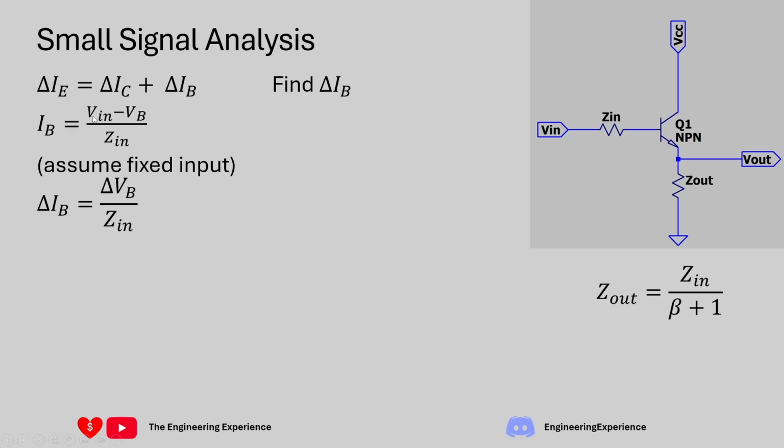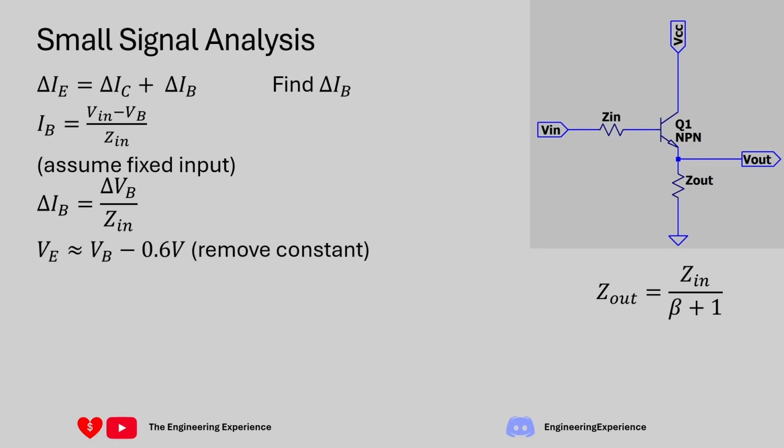So Vin is a constant because we fixed it, and Zin is a constant because it's a fixed value component. Therefore, Vin divided by Zin would also be a constant, so that's disappearing. And then we get left with VB over Zin. And we're looking at deltas, so we're just looking at a change in the voltage and not absolute values.